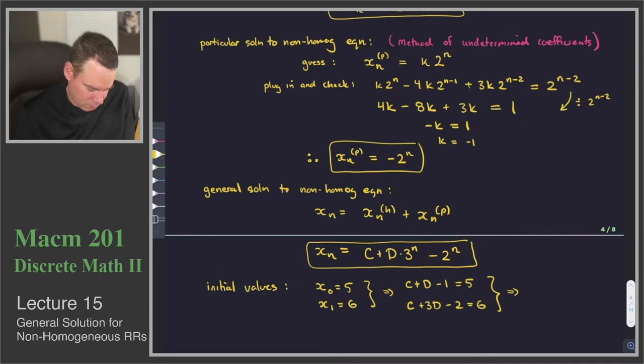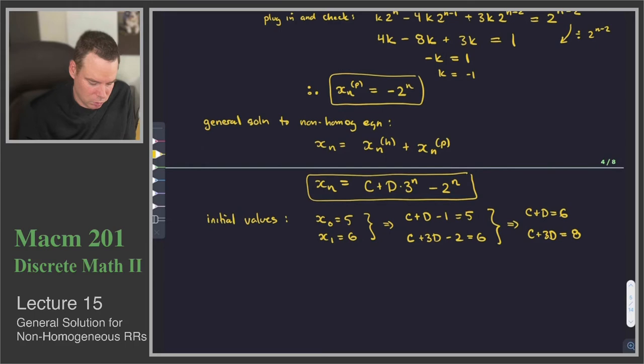So this is c plus d is equal to 6, and c plus 3d is equal to 8. And so now I've got a system of two equations in two unknowns. They are linear equations, so we can go ahead and solve them. I'm going to use the method of elimination. So I will take negative the first equation and add it to the second equation. So negative c plus c is 0, negative d plus 3d is 2d, and negative 6 plus 8 is 2. And so that gives me c plus d is equal to 6, and d is equal to 1.